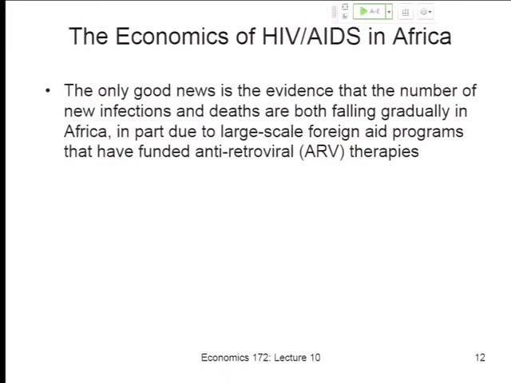And of course, as the number of these ARVs has increased over time, a greater and greater share of the population gets access to them. So people get access to them long before they're literally on their deathbed. And that can have huge consequences. Obviously, they live, for their families, for their children, for the economy. And we're going to talk about some of those in the next couple lectures.